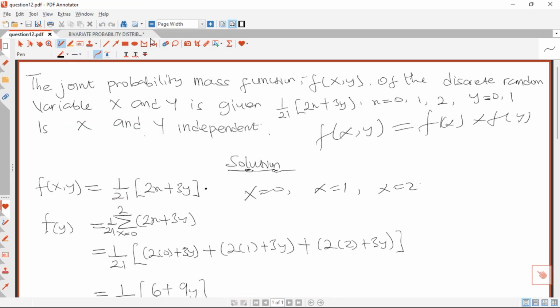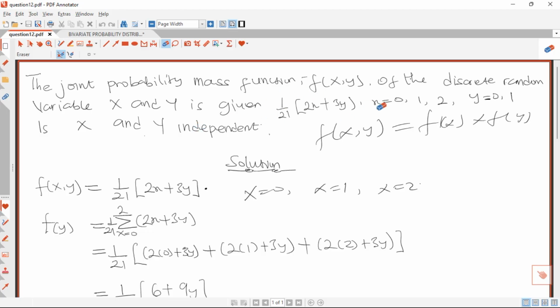The question is saying that the joint probability mass function f(x, y) of the discrete random variables is given by 1/21 times (2x plus 3y), where x is equal to 0, 1 and 2, and y is equal to 0 and 1. Is x and y independent? That is the question we have to solve. So how are we going to solve that?